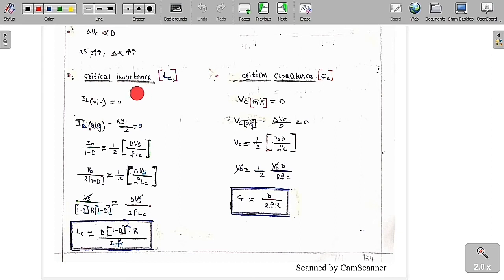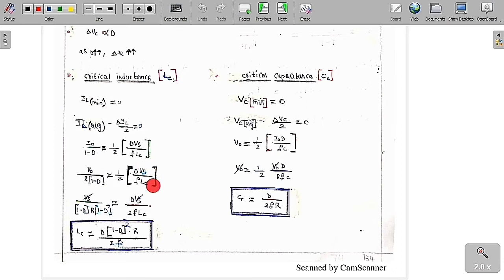Now we are going to find the critical inductance and the critical capacitance. Critical inductance means just continuous conduction in the inductor current. Therefore IL minimum is equal to 0, meaning the current starts from 0 value. So IL minimum is IL average minus delta IL by 2 is equal to 0. But IL average is equal to I naught by 1 minus D, which is equal to half into delta IL, which we have just shown is DVs by f into LC, because LC is called the critical inductance.